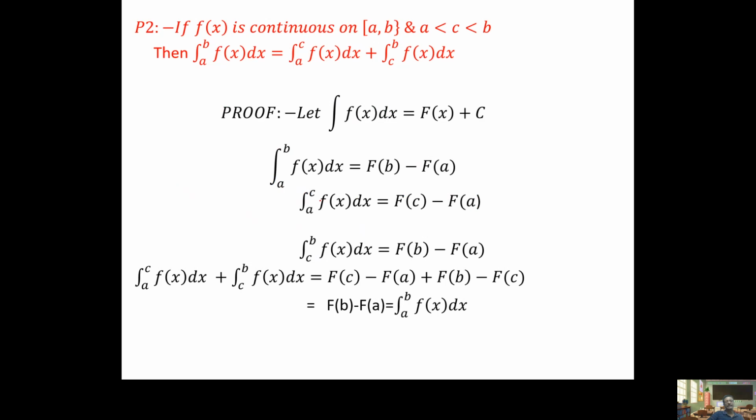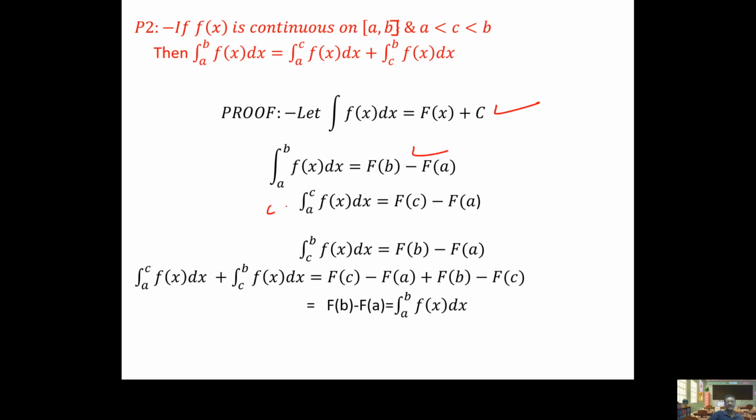T2 or third property. If f(x) is a continuous function on the closed interval [a, b], and a is less than c which is less than b, then the integral from a to b of f(x) dx is equal to the integral from a to c of f(x) dx plus the integral from c to b of f(x) dx, provided c is a number between a and b. Let the integral of f(x) dx be equal to capital F(x) plus c. What is the integral from a to b of f(x) dx? F(b) minus F(a).